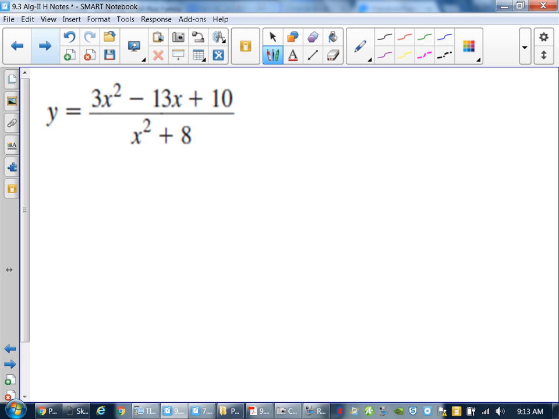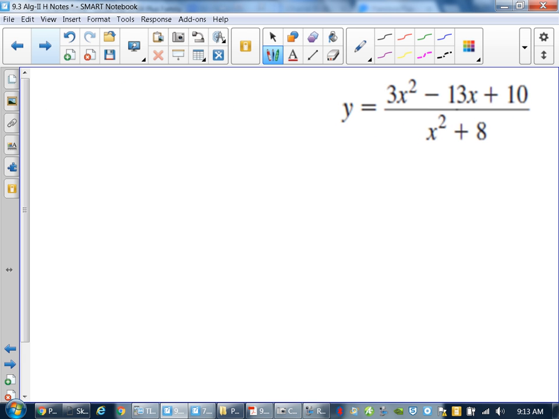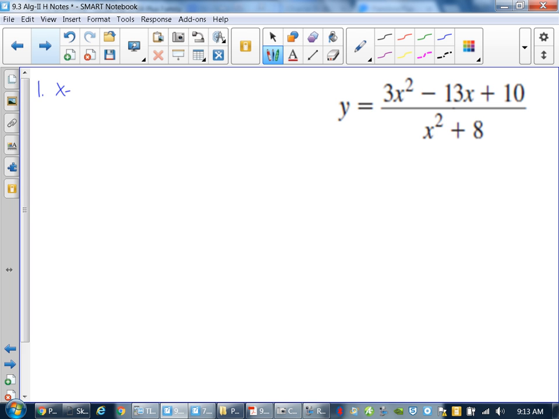So, same idea. We go through the whole process again. First thing we do is find our x-intercepts. We're obviously going to have to factor the numerator. So what's 3 times 10? 30. What two numbers multiply to 30 and add together to get negative 13? Negative 3, negative 10. So you'll have to factor. So we have 3x squared.